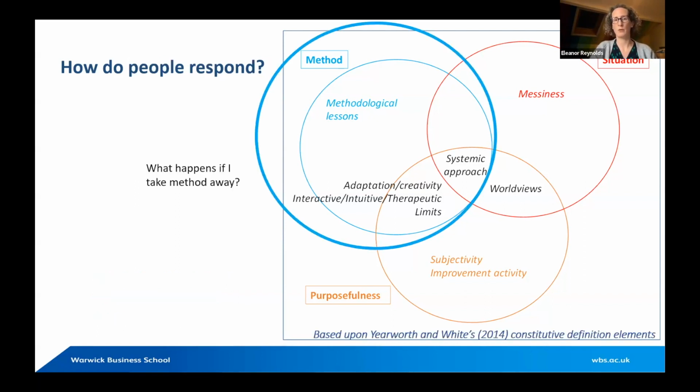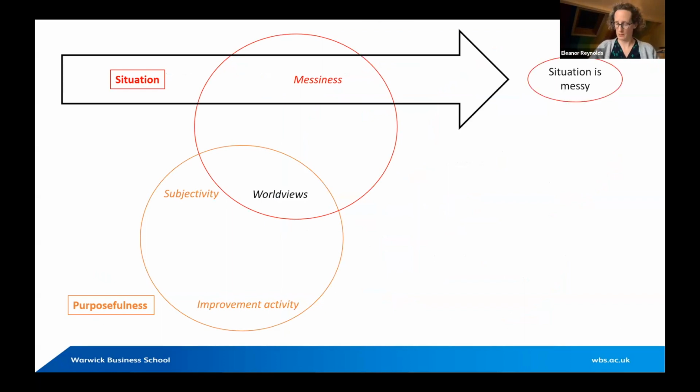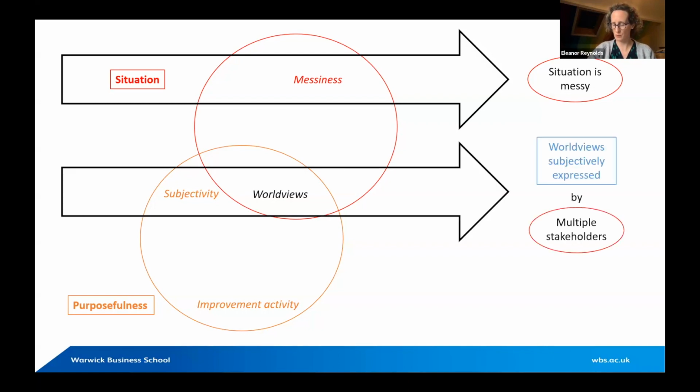So what happens if I take method away? We're left with this. And what can we do with this? What I did with this was to think about the situation being messy first. Then I've got this central section where I can say, well, there's subjectivity and worldviews. So these worldviews are subjectively expressed.